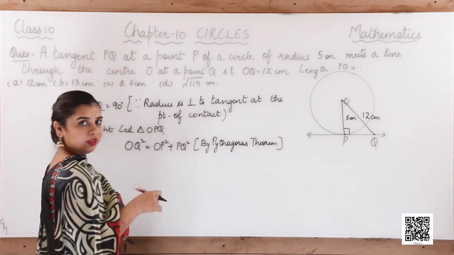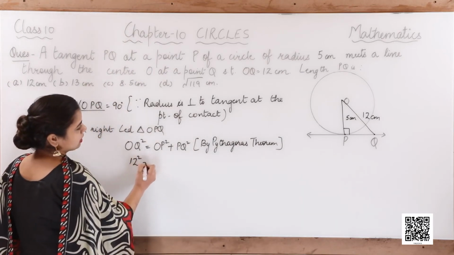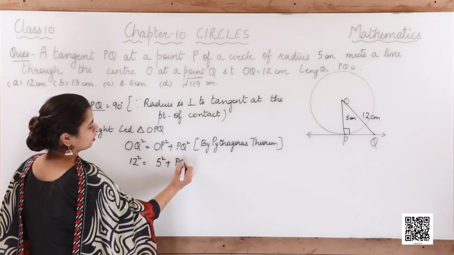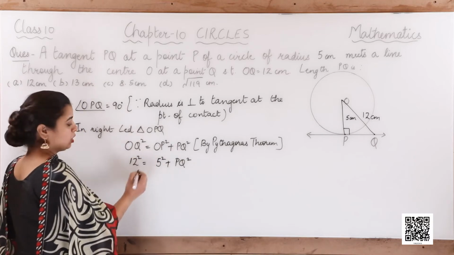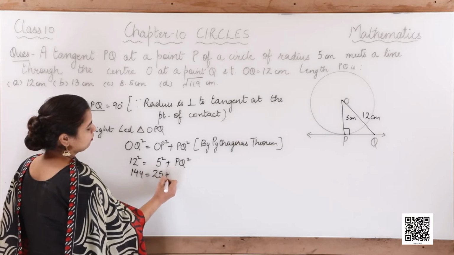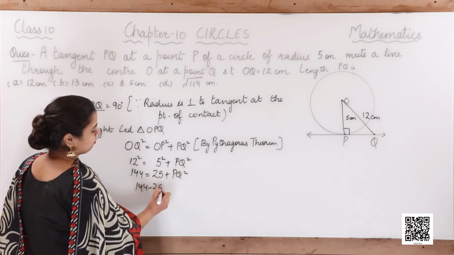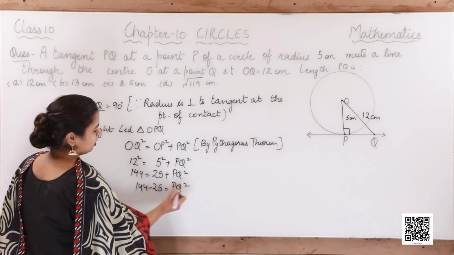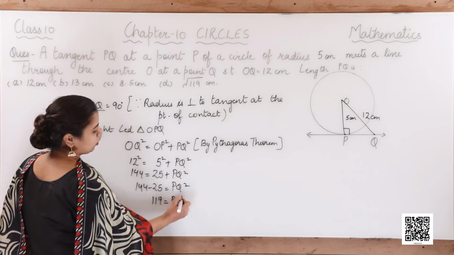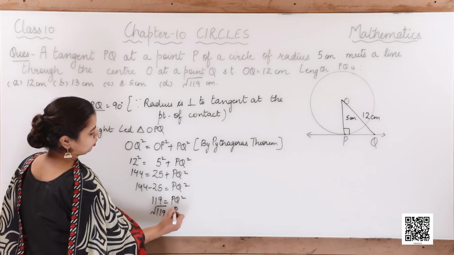So let us put all the values that we know. We know the value of OQ. So 12 square is equal to OP square, that is 5 square plus PQ square. We need to find the value of PQ. 12 square is 144. 5 square is 25. So 144 minus 25 is equal to PQ square. So when you subtract, we will get 119. Let us square root both sides. We will get square root of 119 is equal to PQ.